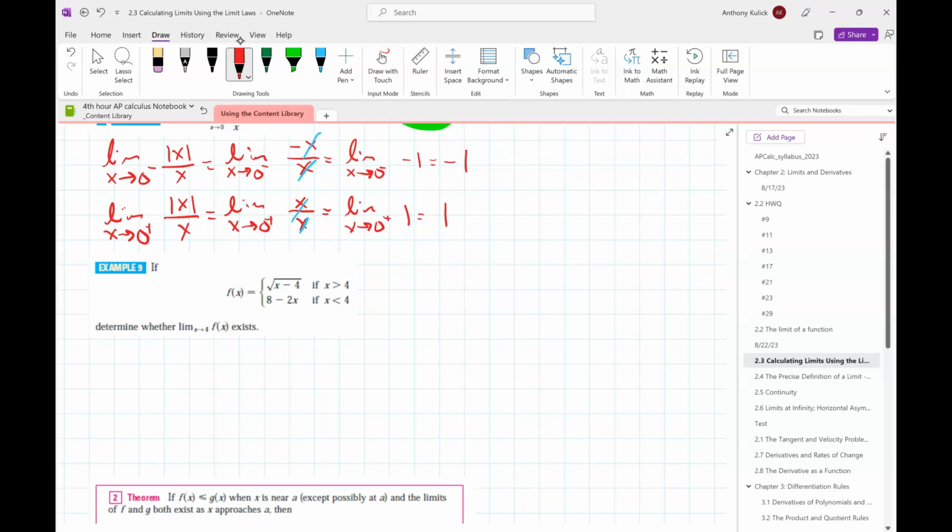Determine whether the limit as x approaches 4 of f of x exists. So to do that, again, we need to look at the left-hand limit, and we need to look at the right-hand limit.